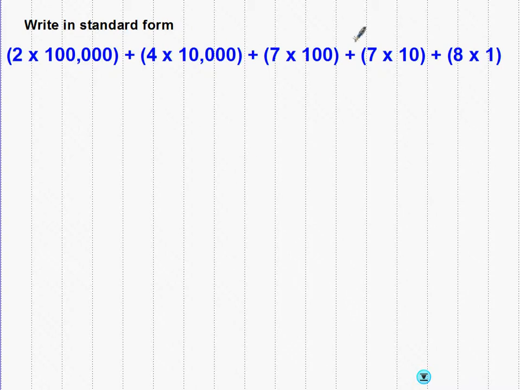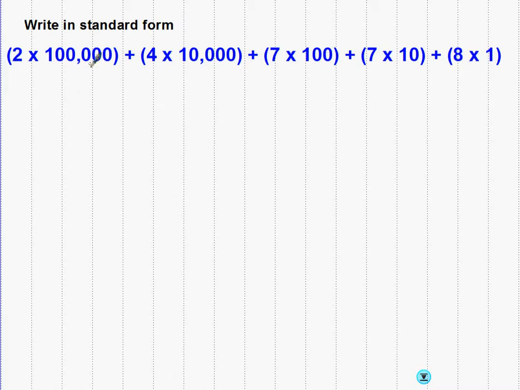All right, this is another way to write a number in expanded form. So we'll go ahead and convert this to standard form. And basically what we've done is we've written each place as the product of a single digit whole number and a power of 10 number, like 100,000 or 10,000 or 100. And these numbers here represent the places. This would come from the 100 thousands place. This came from the 10 thousands place. This came from the hundreds place, and so forth.